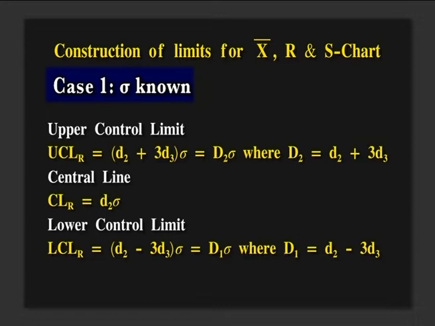The upper control limit is expected value of R, expected value of R is d2 sigma, standard error of R is d3 sigma, hence the upper control limit is written as d2 plus 3 d3 sigma, or it is still simplified as D2 sigma, where the constant D2 is given by d2 plus 3 d3. Central line is given by d2 sigma, lower control limit is d2 sigma minus 3 times d3 sigma, or simplified as D1 sigma, where the constant D1 is equal to d2 minus 3 d3.